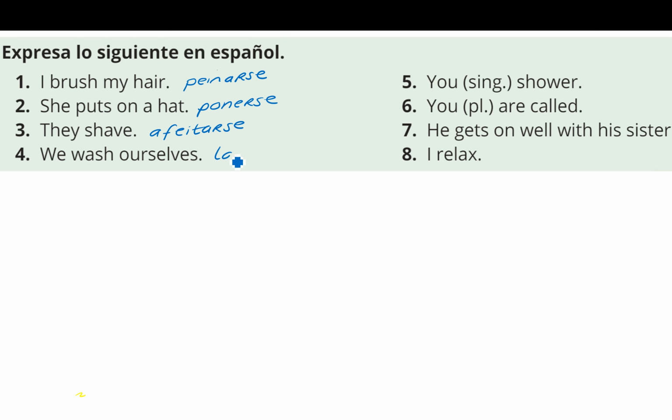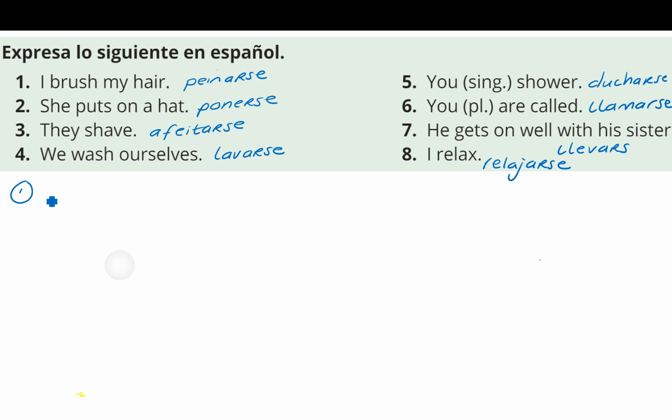They shave is afeitarse. We wash ourselves, the verb to wash oneself, lavarse, because you cannot jump straight into a sentence and translate the entire thing from a standing start. Focus on your verbs first and then work through the rest of the sentence. You, singular, shower is ducharse. You are called is llamarse. He gets on well is llevarse. And relax is relajarse.